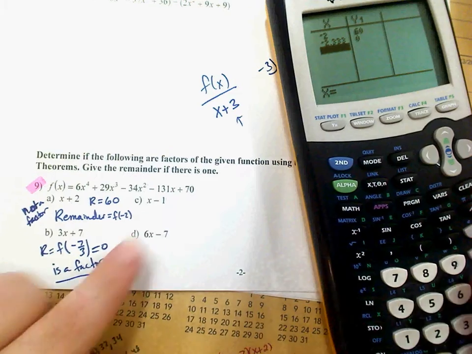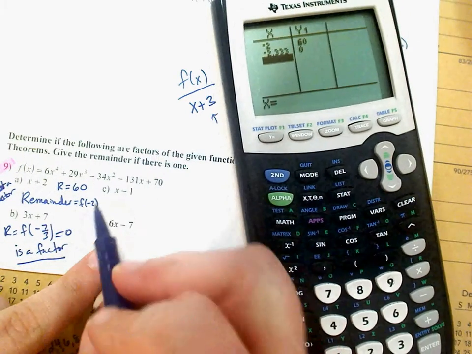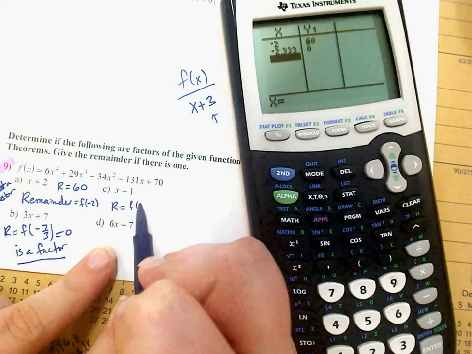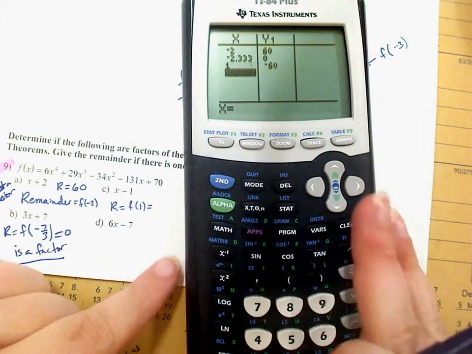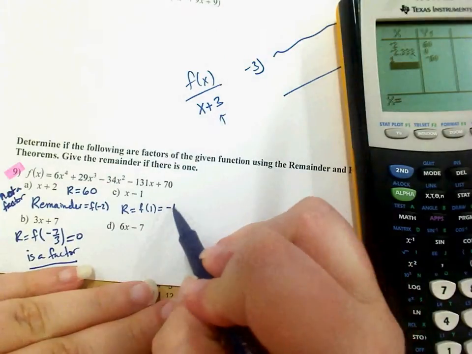So for this one I want to plug in 1, so the remainder is the function at 1. That's the zero of x minus 1. So 1, and I get negative 60. So not a factor.